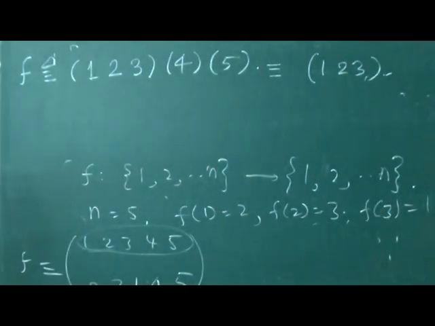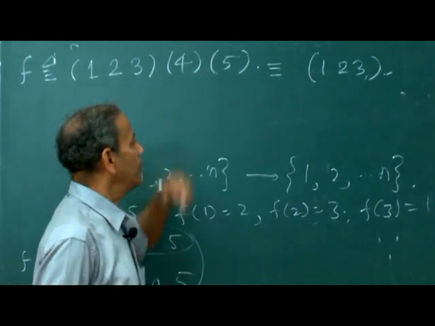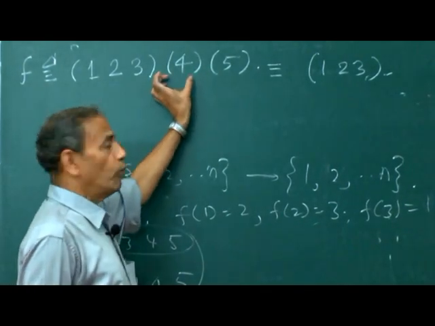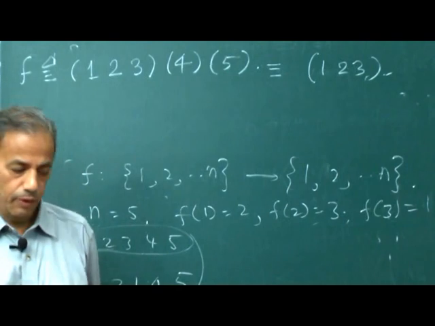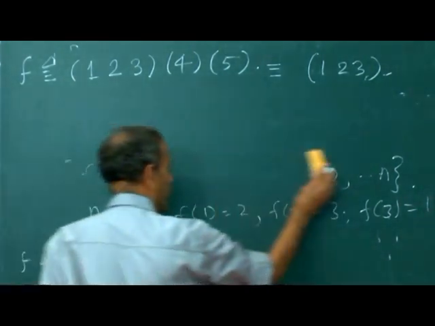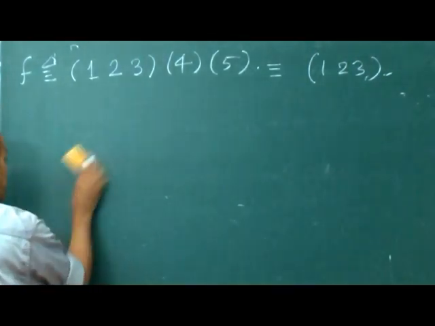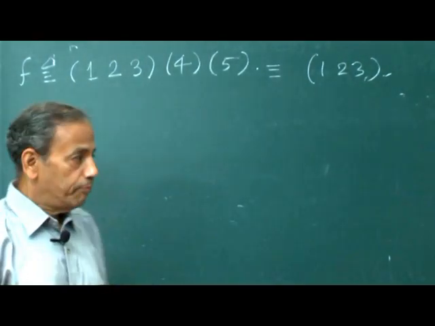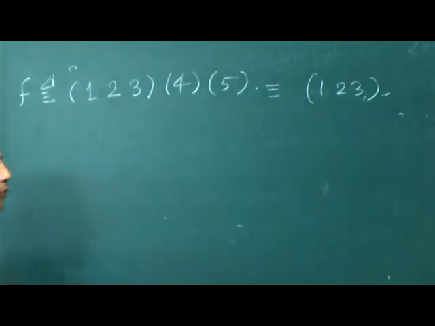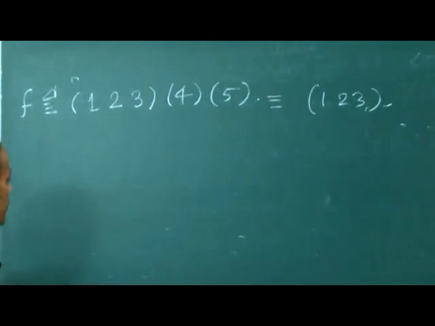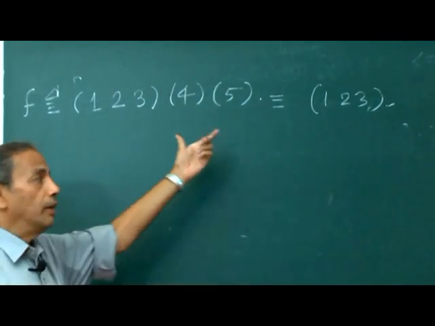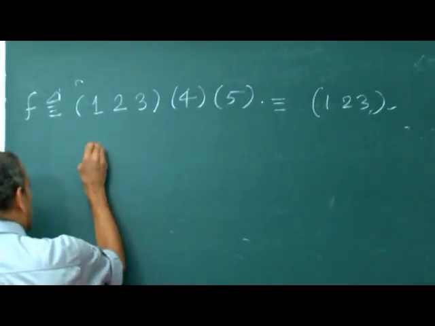Same as 1, 2, 3, because 4 goes to 4 and 5 goes to 5. So this is a shorter form of representation of a permutation on the letters 1, 2, 3, 4, 5. Okay, so now this is called a cycle notation.